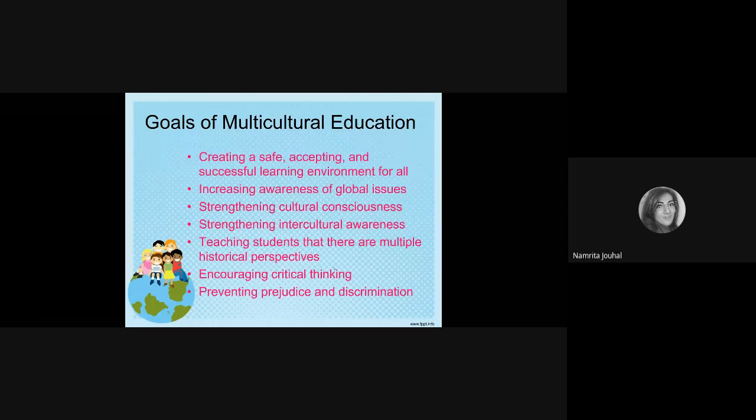increasing awareness of global issues, strengthening cultural consciousness, strengthening intercultural awareness, teaching students that there are multiple historical perspectives. So, ensuring that you're not only teaching about one cultural history, but that your education system takes different historical perspectives into account, encouraging critical thinking, and preventing prejudice and discrimination.